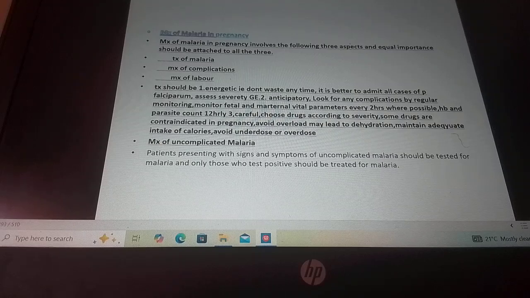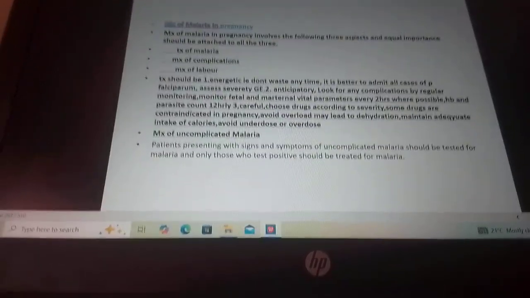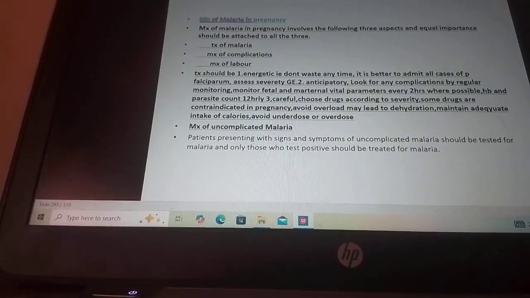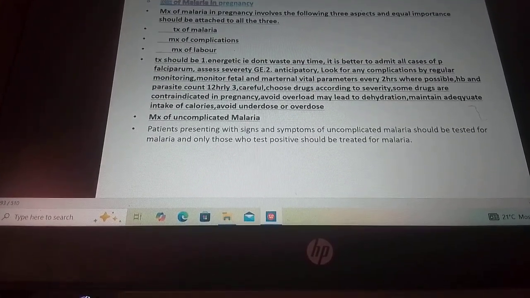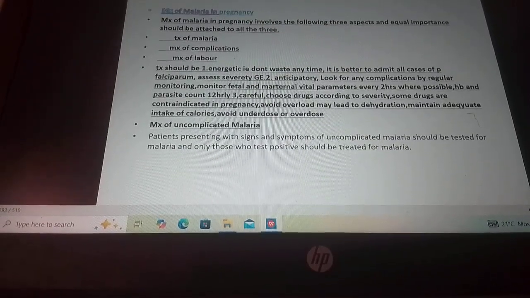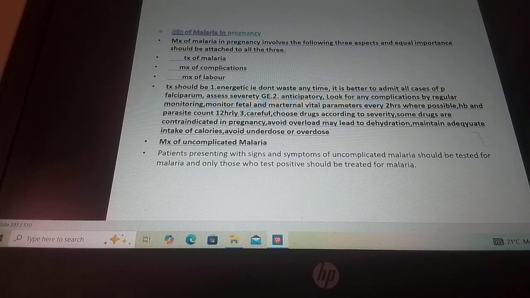Now, the management of malaria in pregnancy. So management of malaria in pregnancy will involve the following three aspects, and all of them are equally important. So they should be monitored. One, you should consider the treatment of malaria. Then two, the management of complications, and then three, management of labor, because remember we are dealing with malaria in pregnancy.